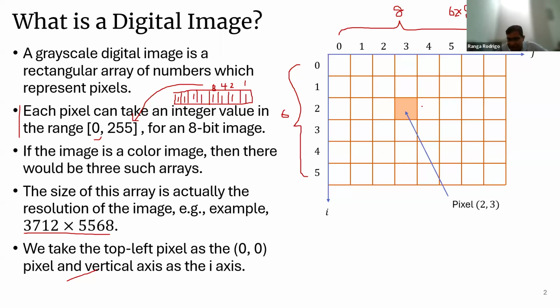If you take an element here, it is a 2, 3 element, the pixel 2, 3. The first number that we write is along the vertically downward axis, because when you represent arrays in a computer, that's the first number that you mention. This is the second axis, j. So that's 3. So you can understand how you can represent a pixel.